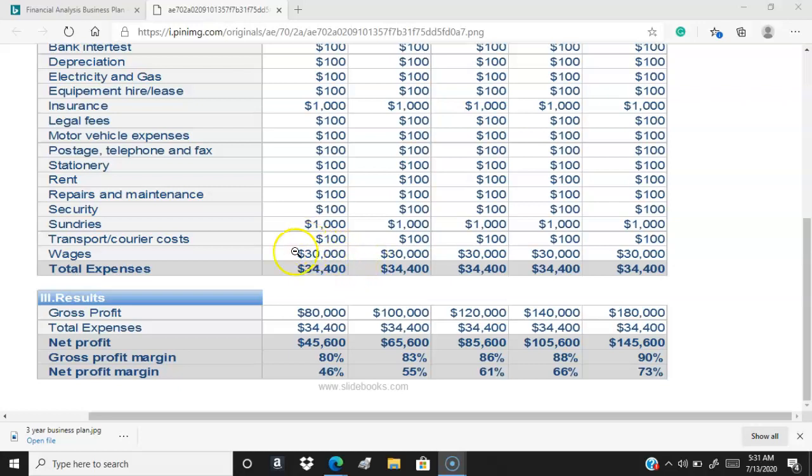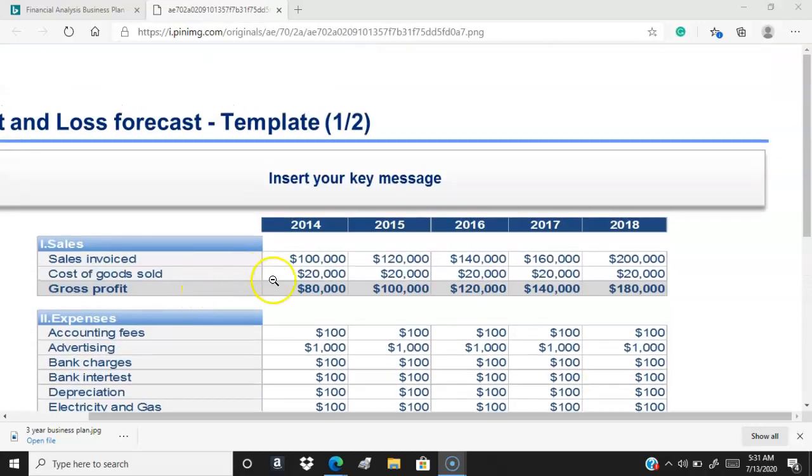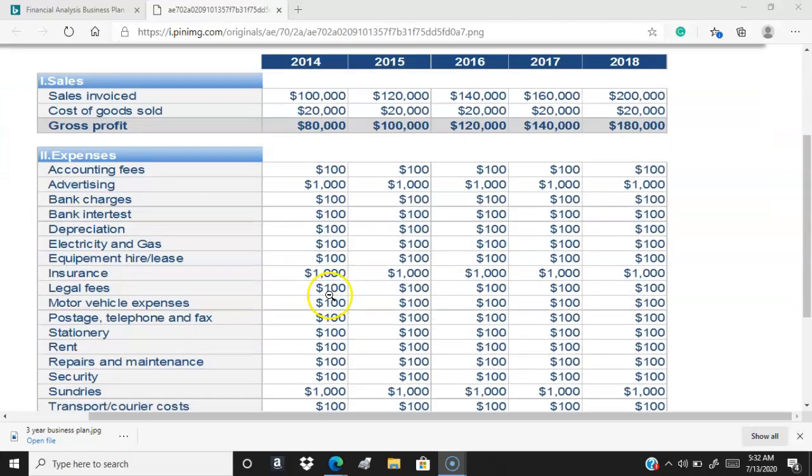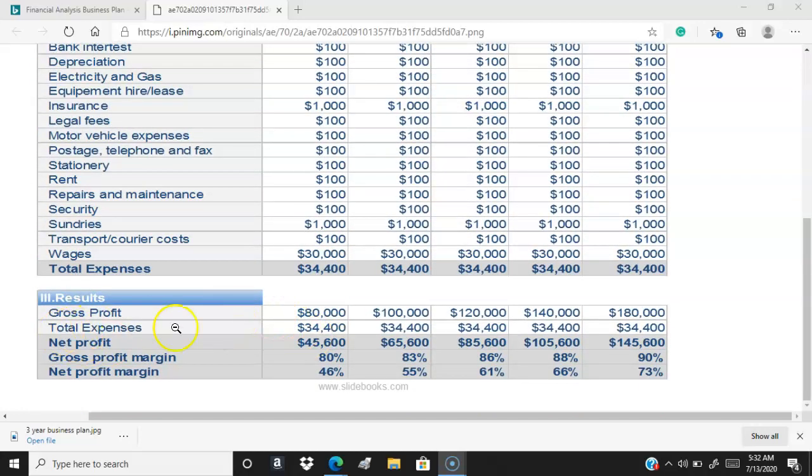Okay, so we have the total expenses here. Let's go back up here. Here's your gross profit from the cost of goods sold that we went over in prior videos. Okay, 80,000, so 80,000 will go down here. Your total expenses with this amount will be there, and your net profit that's in the business right now. How much is in your business account should be 45,600. That's a gross profit of 80%.